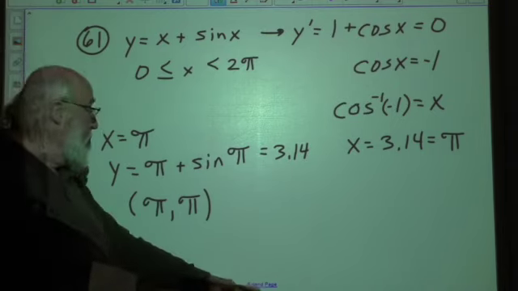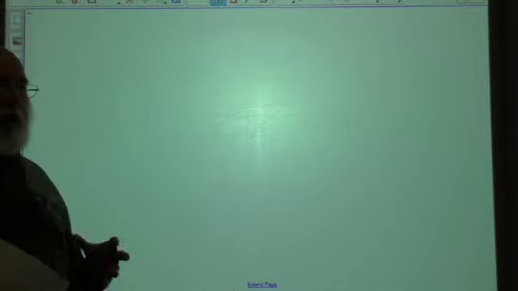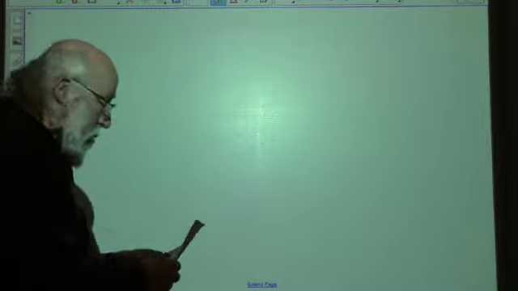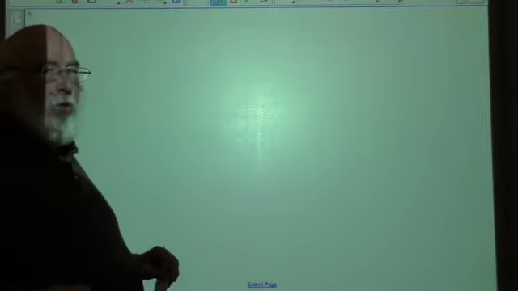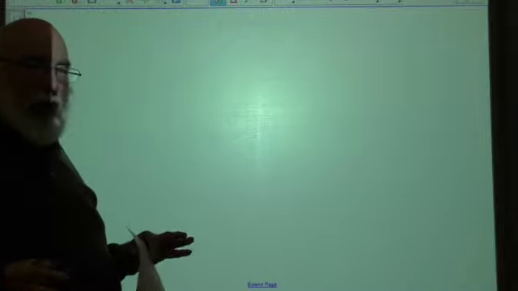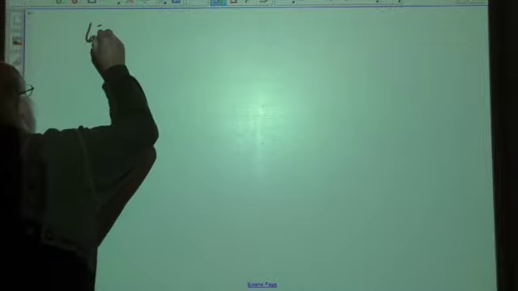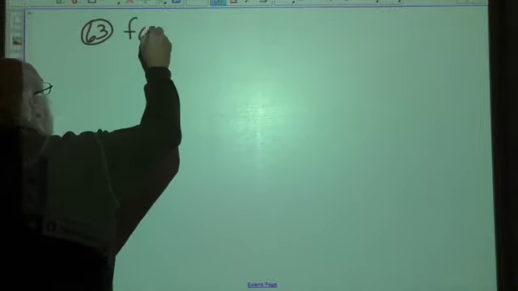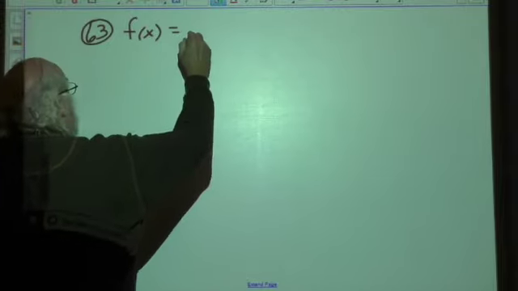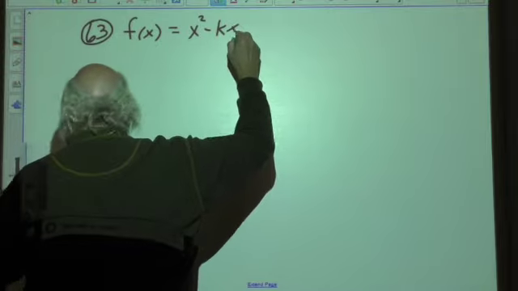Number 63. Now we're going to get into a little more mathematics. They're going to play a little head game with you and make you really work on your mathematical manipulation skills. So number 63, they give you this equation. F of x equals x squared minus kx.